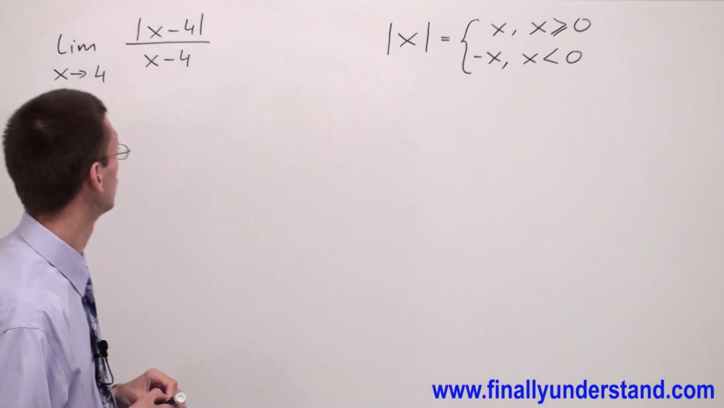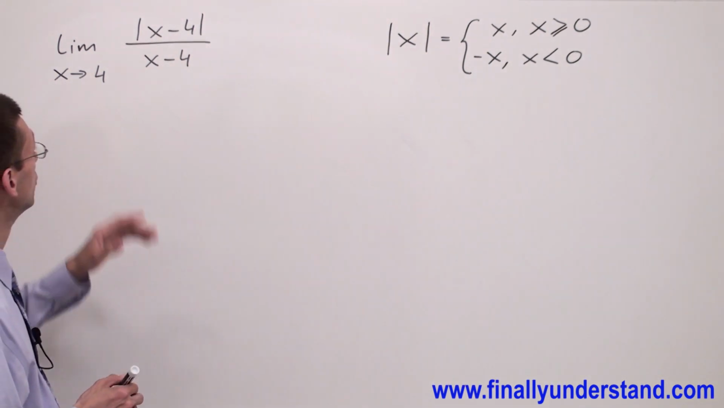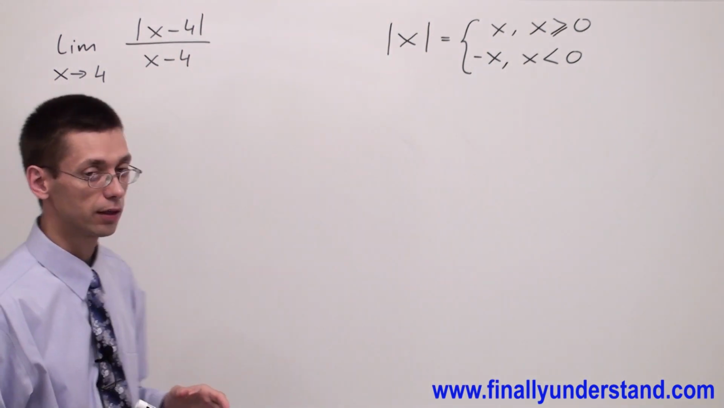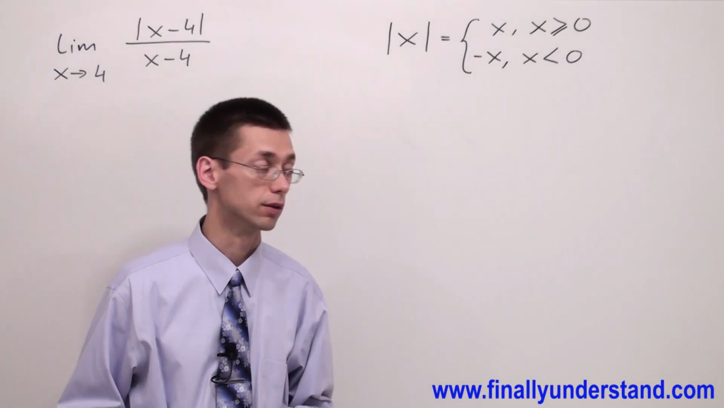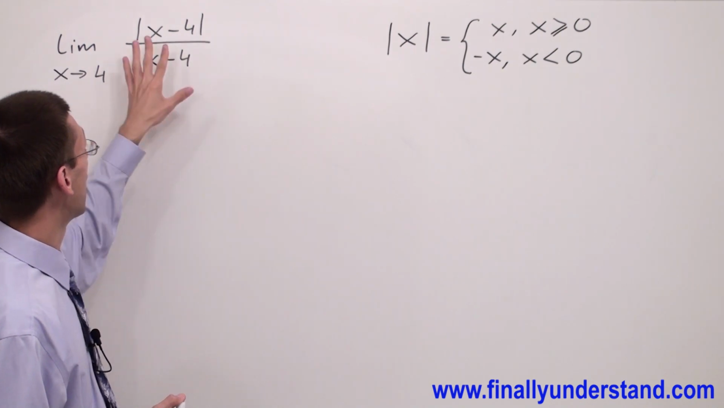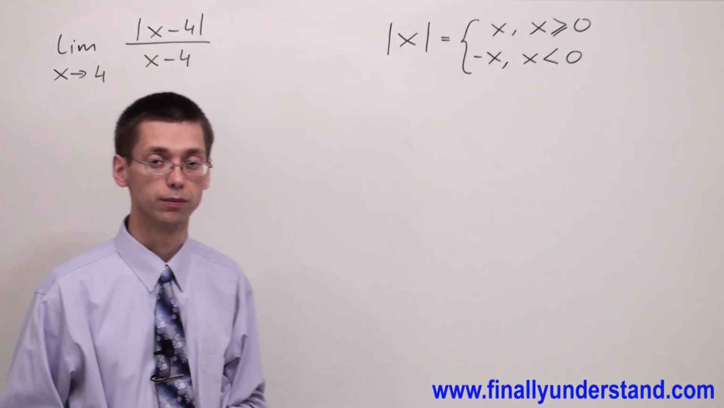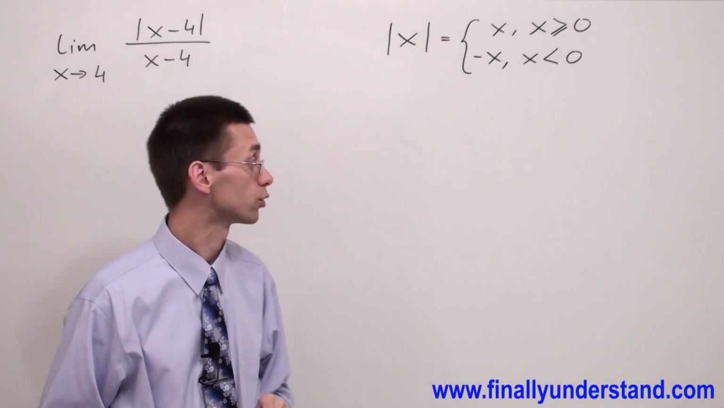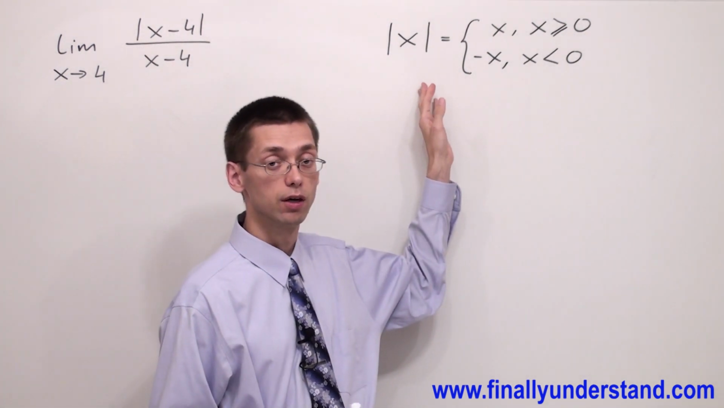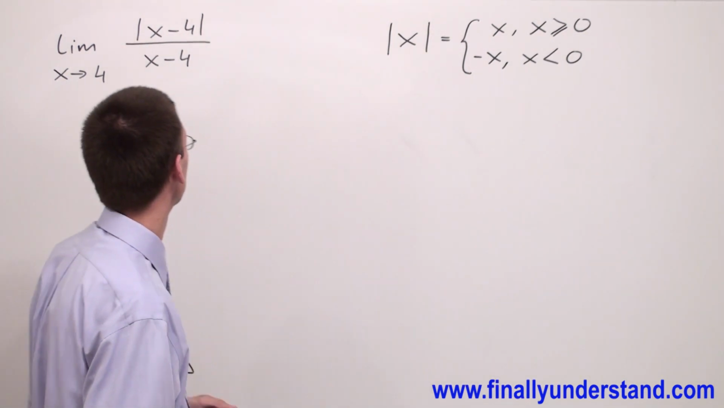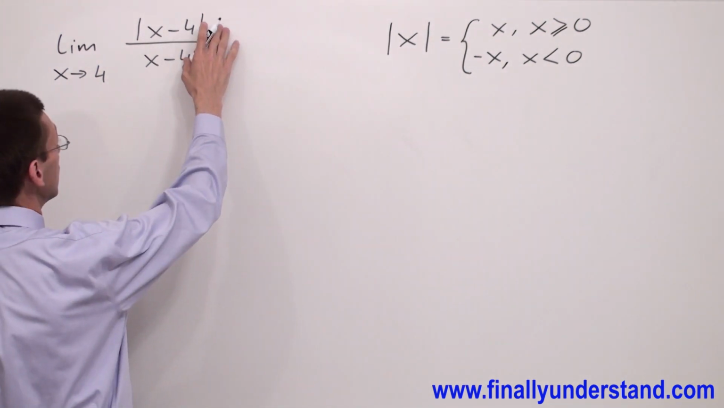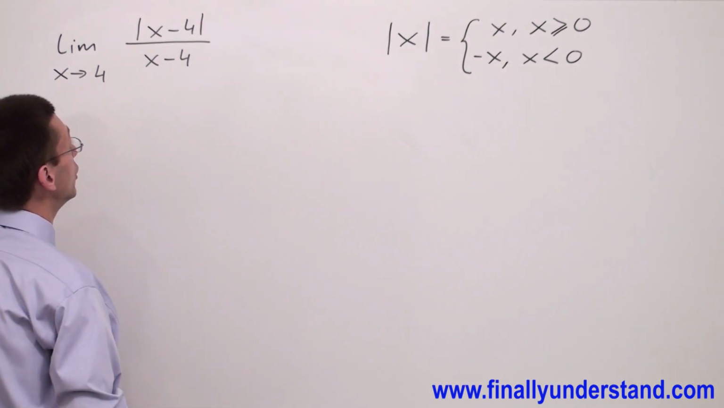So what we're supposed to do next is look at the numerator and check what we can do in order to eliminate the uncomfortable denominator. In the numerator we have an absolute value. In order to do something with the absolute value, you're supposed to remember the definition of the absolute value. I'm going to apply this definition to my numerator right now.